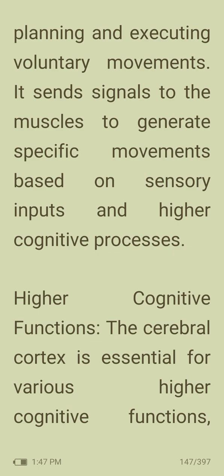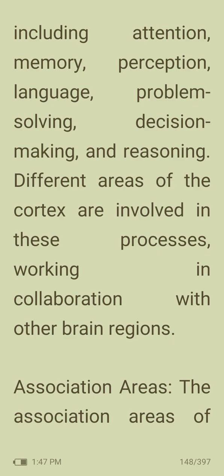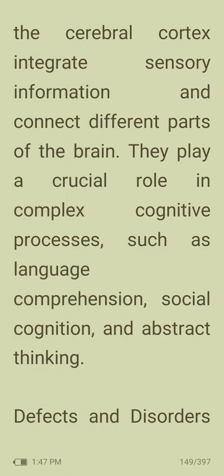Then, higher cognitive functions. The cerebral cortex is essential for various higher cognitive functions, including attention, memory, perception, language, problem solving, decision making, and reasoning. Different areas of the cortex are involved in these processes, in collaboration with other brain regions. Then, association areas. The association areas of the cerebral cortex integrate sensory information and connect different parts of the brain. They play a crucial role in complex cognitive processes such as language comprehension, social cognition, and abstract thinking.